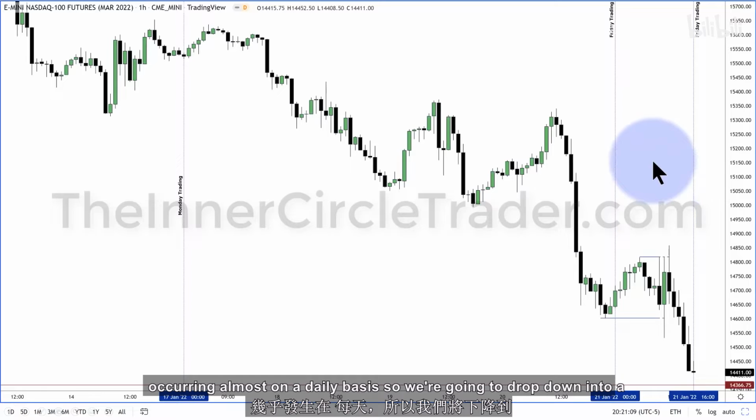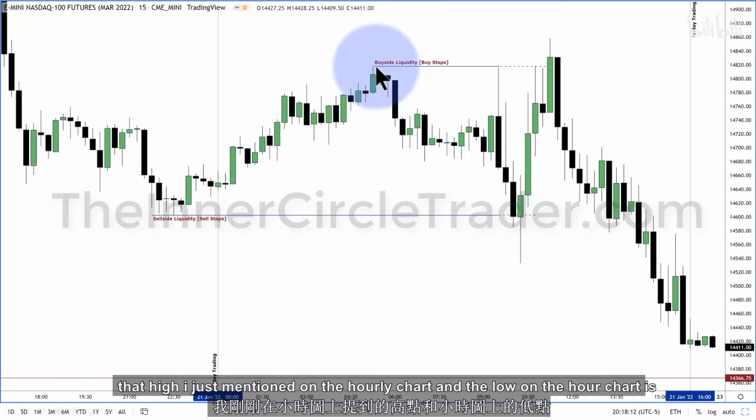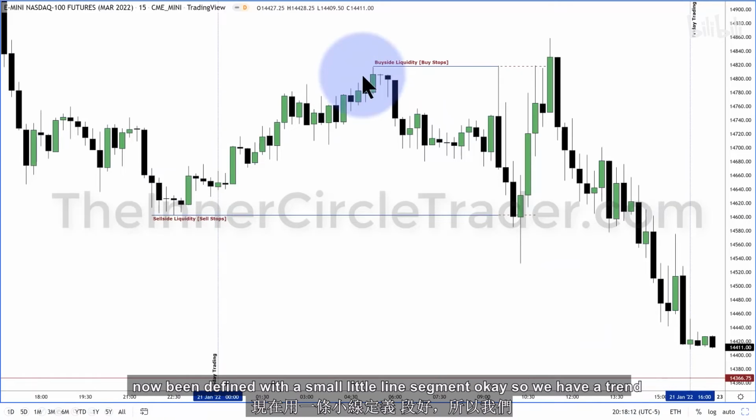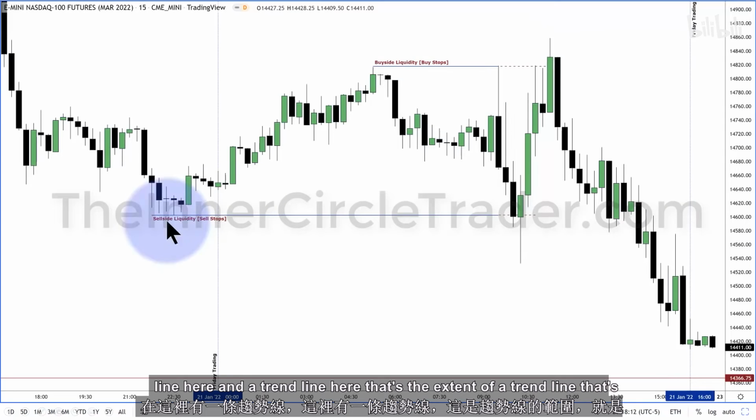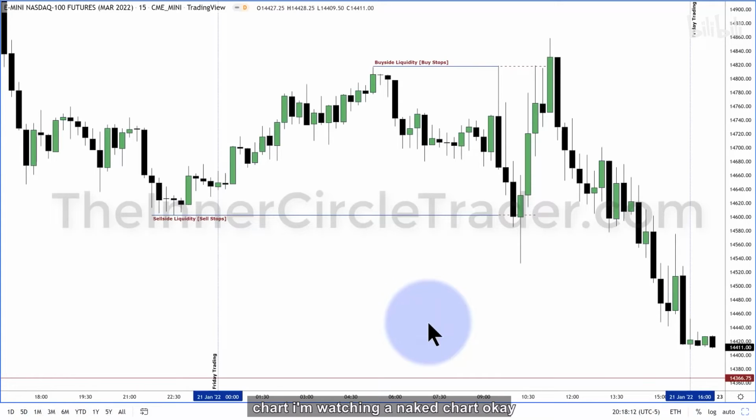So we're going to drop down into a 15-minute time frame. So that same old low level down here, and that high I just mentioned on the hourly chart, and the low on the hourly chart, is now defined with a small little line segment. Okay, so we have a trend line here and a trend line here. That's the extent of a trend line. That's it. I only use them to highlight to my students. These levels are not on my chart. I'm watching a naked chart.